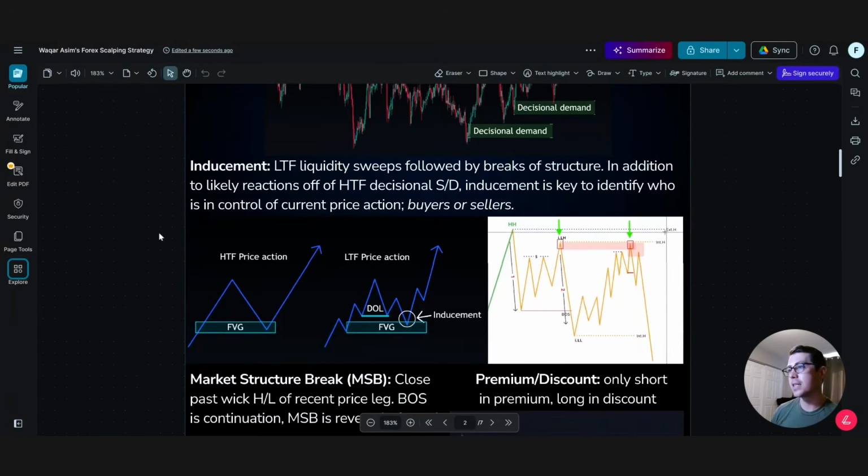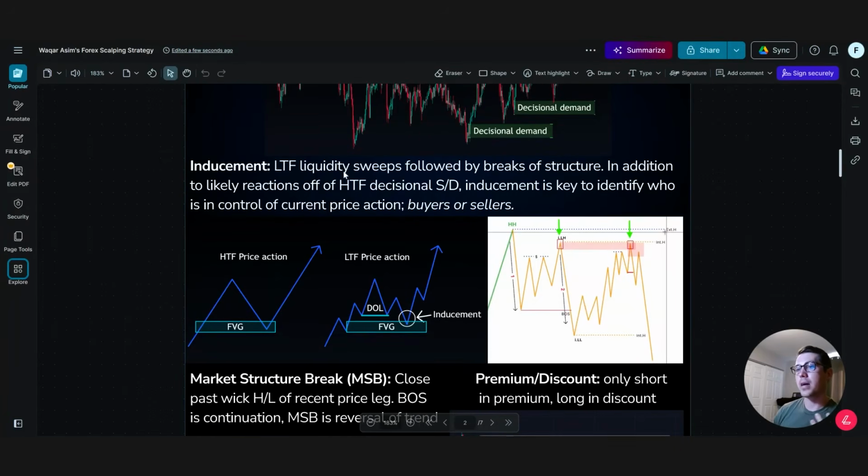But honestly, the single most important concept of his strategy is inducement. It's not something I've gone over. In Justin Weirland's Forever model, we also use a little element of it, but I want to spend a little time going through what inducement exactly is, because it's a really powerful concept. All it is, is a low time frame liquidity sweep that's followed by a break in structure.